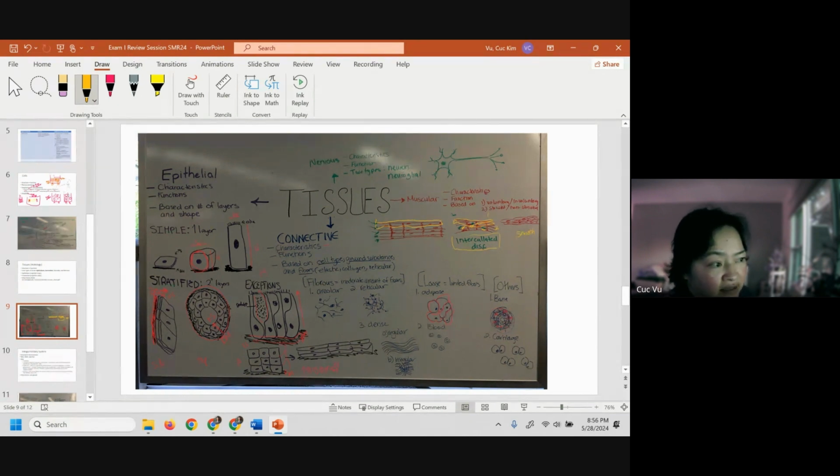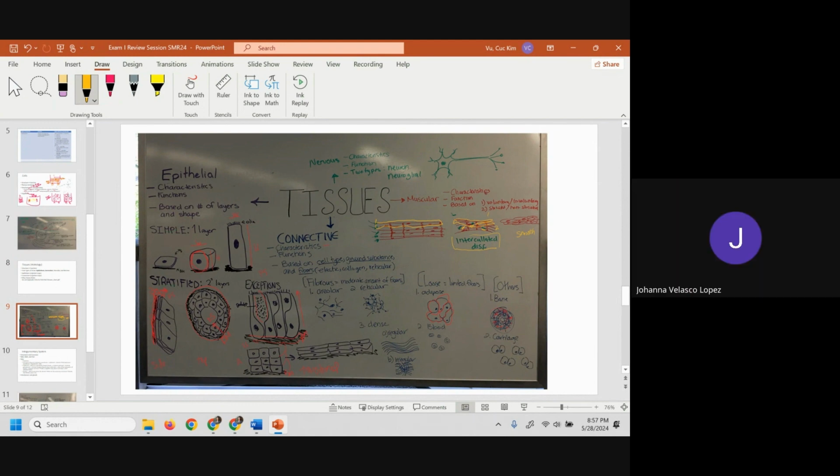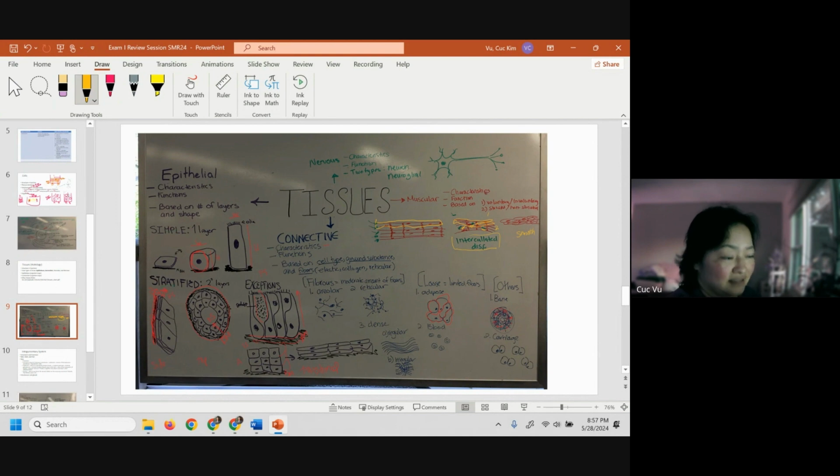And we're going to end it with nervous. So nervous, there are two types of cells that you have here, neurons and nerve glial cells. Now, is nervous a cell? It's a tissue, no? Nervous is a tissue, but it is not a cell. So if on a test I ask you, what type of cell is this, I should not see nervous. I should see either neuron or nerve glial. Okay?